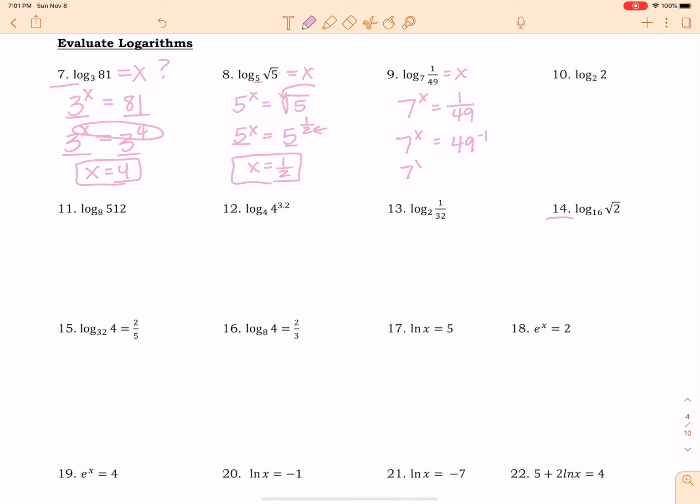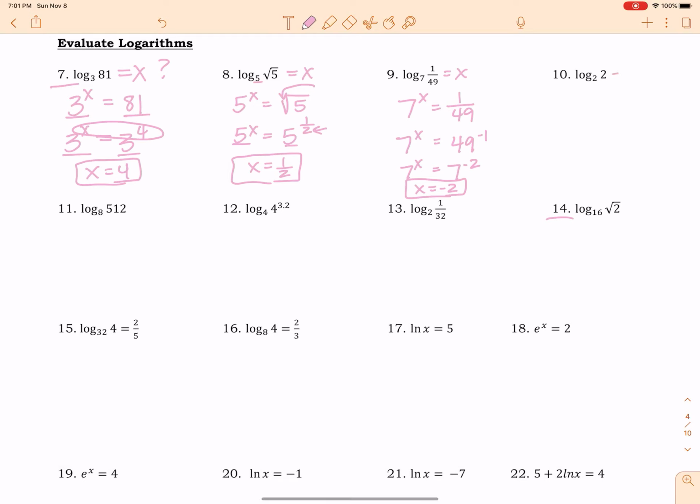So now I can write this. I know that 49 is in a base. I can write it as 7 squared. So essentially it's going to be 7 squared, and then the square gets multiplied by the -1. So I have 7 to the -2. My bases are the same, so I just set my exponents equal to each other.